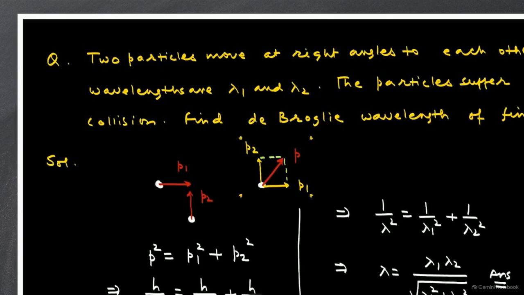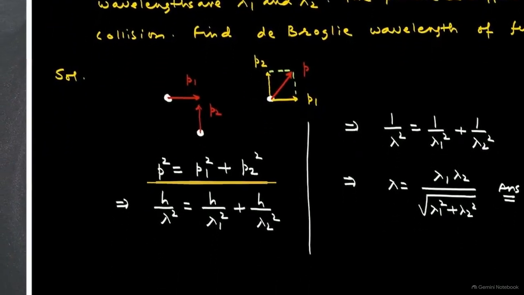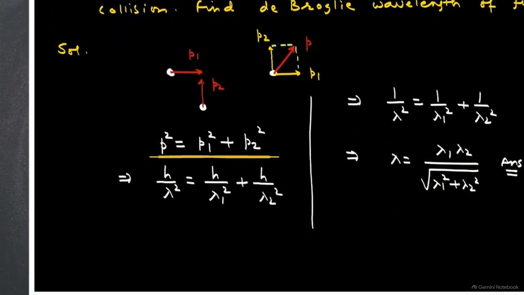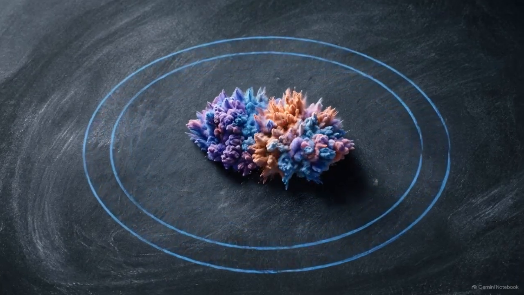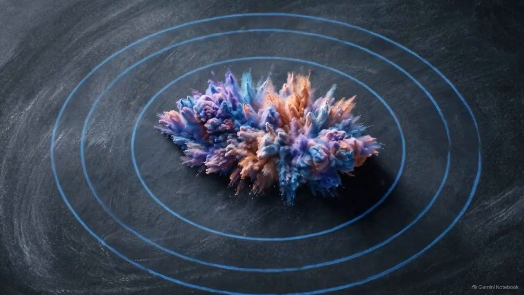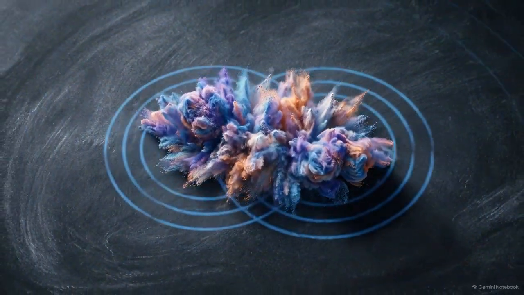Because they met at a right angle, basic 2D geometry dictates the outcome. Using the Pythagorean theorem, the final classical momentum squared equals the sum of the initial momenta squared. Next, we replace every instance of momentum with its de Broglie equivalent, Planck's constant divided by wavelength. Through a final algebraic cleanup, we isolate the final combined wavelength. Even in chaotic, multidimensional collisions, the rigid geometry of classical mechanics dictates the exact, elegant geometry of the resulting matter waves.